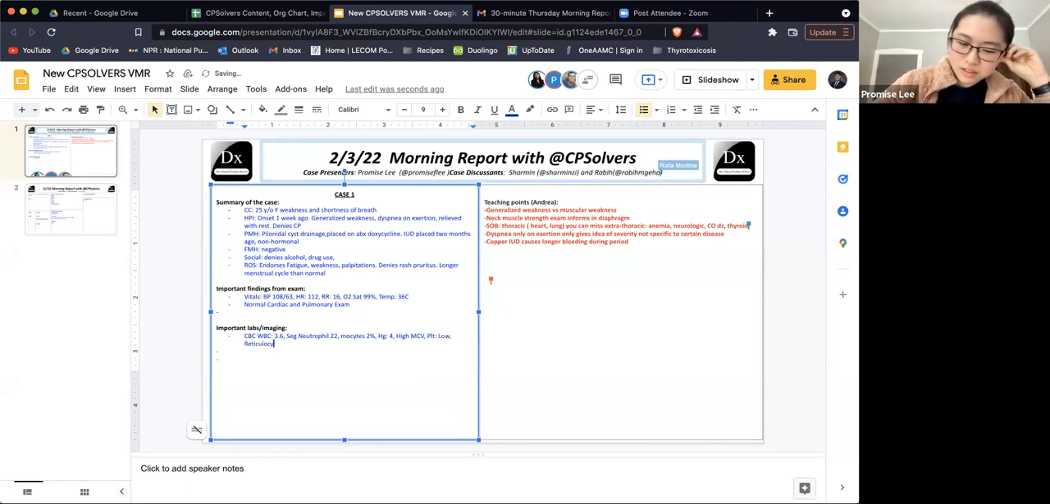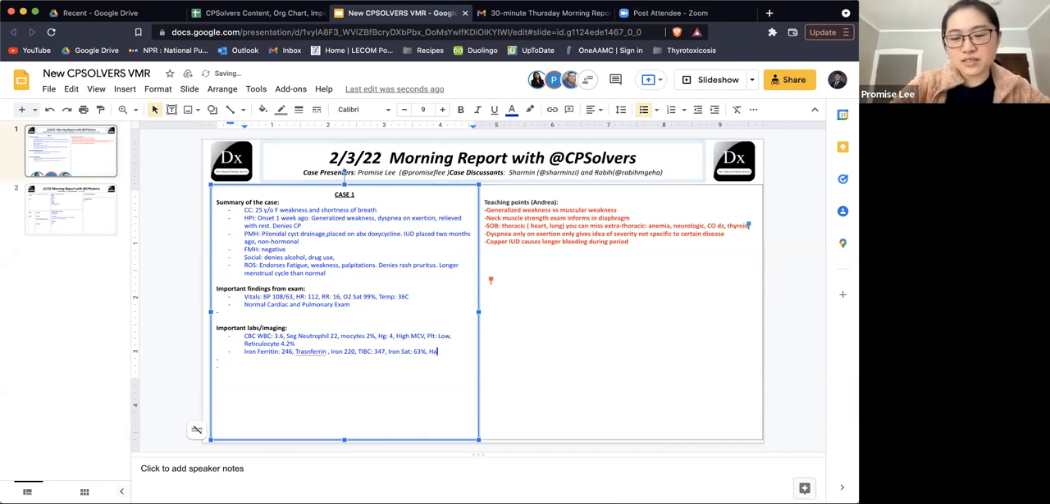For the sake of time, I would just review the iron labs too. So the iron study: ferritin is high at 286, transferrin is 233. Her iron level is 220, and her total iron binding capacity is 347. The iron saturation is 63% with haptoglobin at 47. And then the INR is 1.2, and folate and vitamin B12 levels are normal.